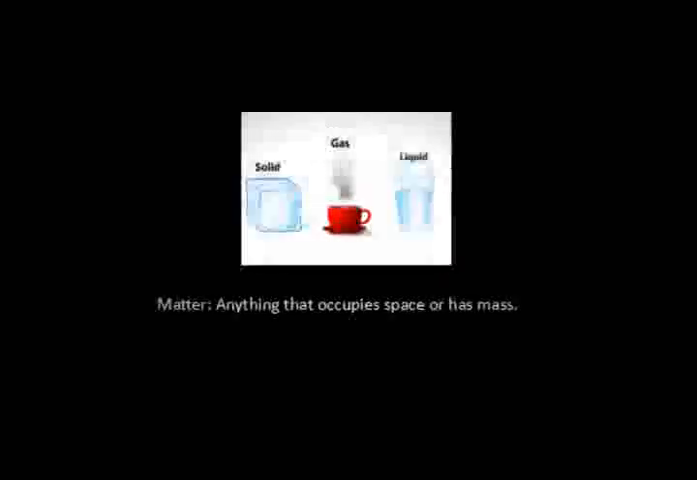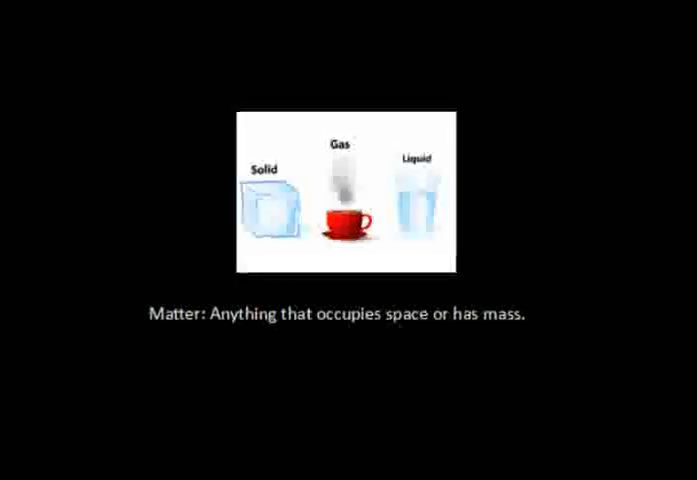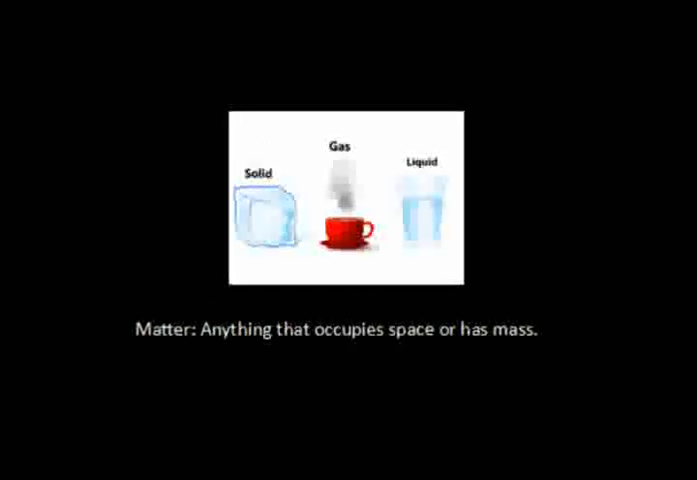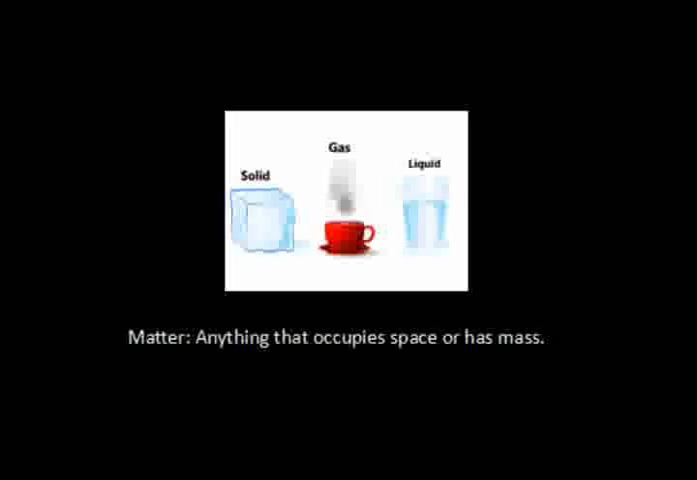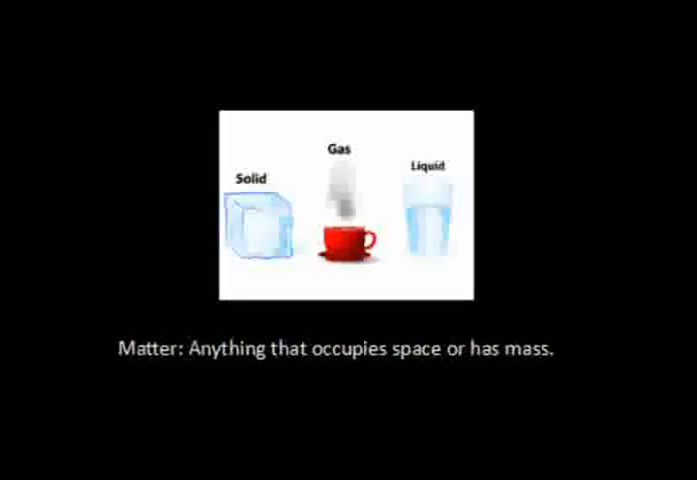Section 1.1. The nature of matter. Everything in the universe is made of matter. Matter can be defined as anything that occupies space or has mass. Matter can be found in the solids, liquids, and gases. However, these states are subject to relative temperatures.